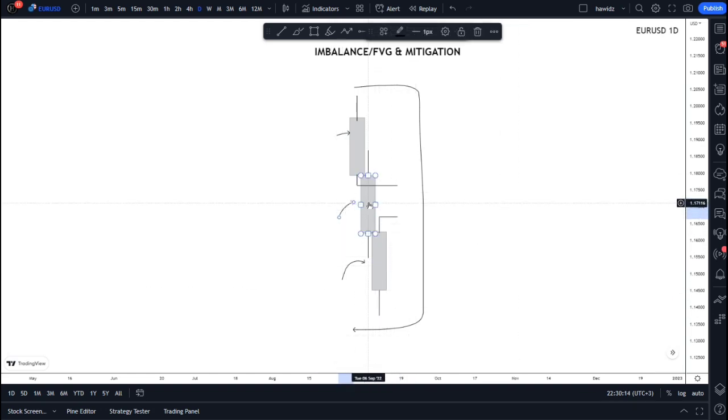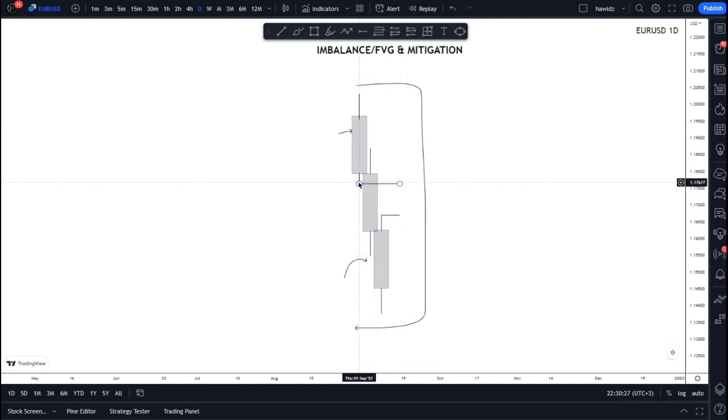So an imbalance is simply the distance between the wick of the first candle and the wick of the third candle. As you can see, we have this wick here, we have this gap in between, and then we have another wick here. So this is the actual gap that we're talking about, from here to here. This is what we call an imbalance, or a price gap, or a fair value gap.